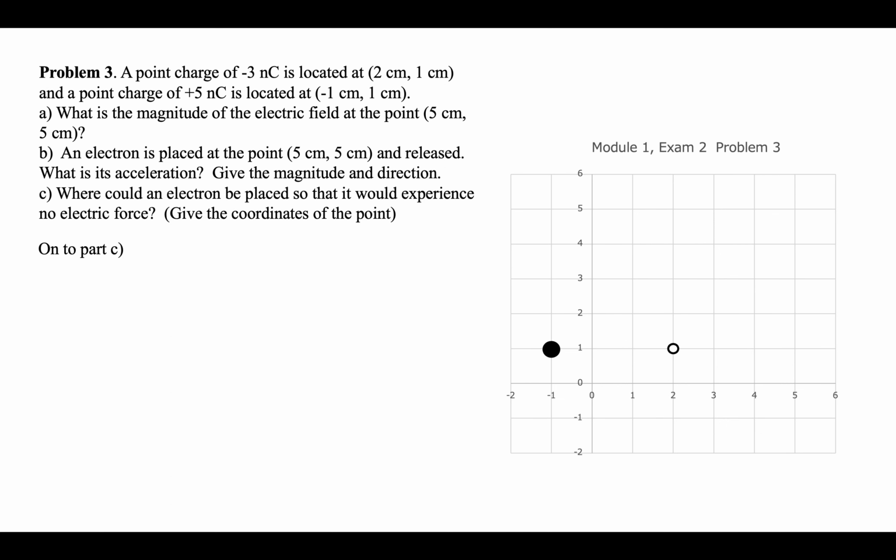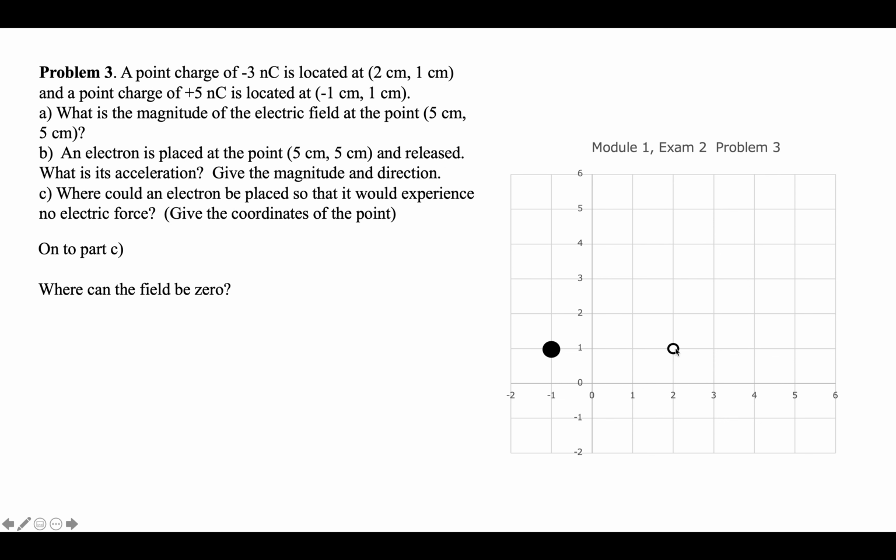On to part C. Where could an electron be placed so it would experience no electric force? The only way it's going to experience no electric force is if the field is zero. Where can the field be zero? Not between them. If I stick a charge here, positive or negative, it's going to accelerate. If it's positive, it's going to go to the right. If it's negative, it's going to go to the left.